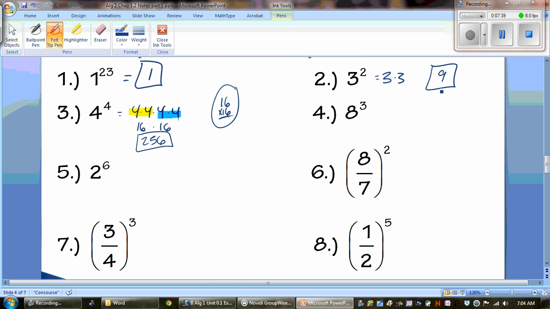All right. Number 4. We have 8 times 8 times 8. Well, group them. 8 times 8 is 64, and then we have 64 times 8, which is, that's right, not in your multiplication chart. So 64 times 8. 8 times 4 is 32. 8 times 6 is 48 plus 3. Yep, so we get 512.